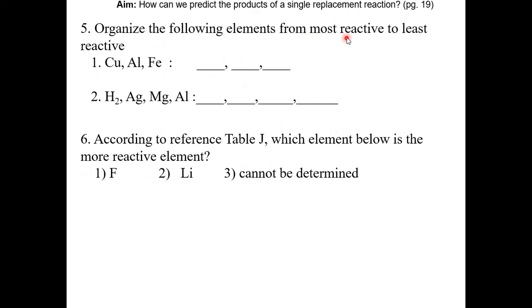Organize the following elements from the most reactive to the least reactive based on table J. So here are the answers: aluminum, iron, and copper. So this is from most reactive to least reactive. For question 2, it is magnesium, aluminum, hydrogen, and silver. Magnesium is the most reactive, silver is the least reactive.